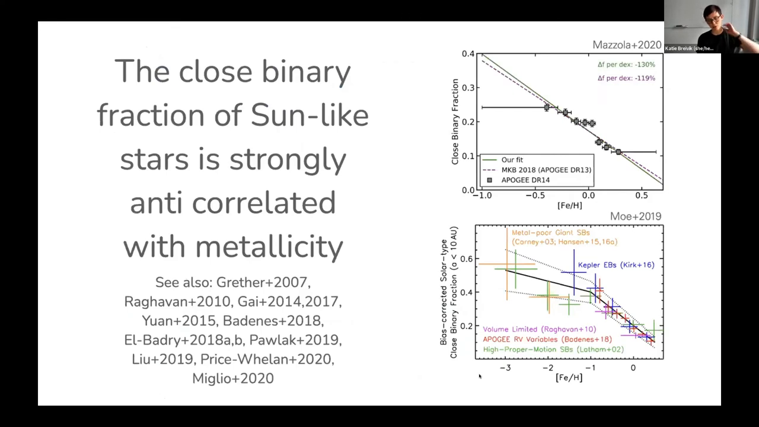So first, let's talk about what observations we found. It's becoming more and more stable at this point. There's really a host of results coming out from different surveys. Namely, APOGEE has played a huge role in this: the close binary fraction of solar type stars is very strongly anti-correlated with metallicity. What that means is that at lower metallicities, you are much more likely to form a close binary than you are at higher metallicities.